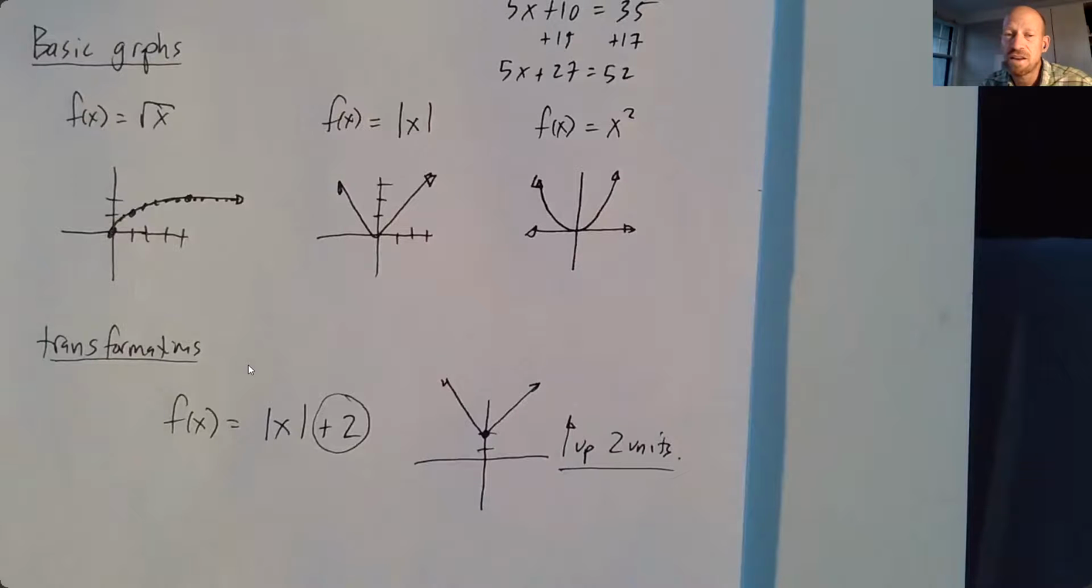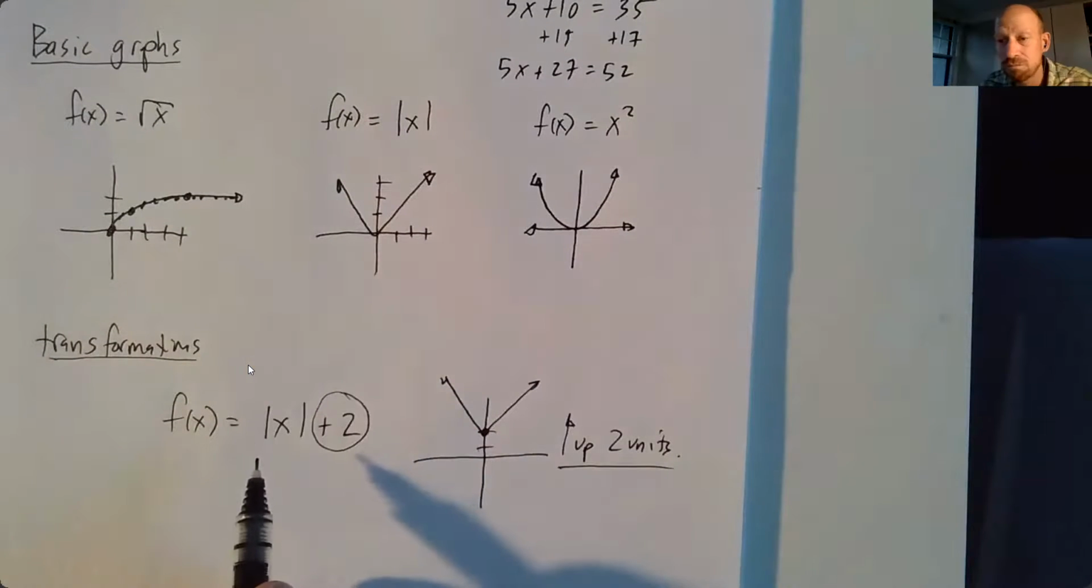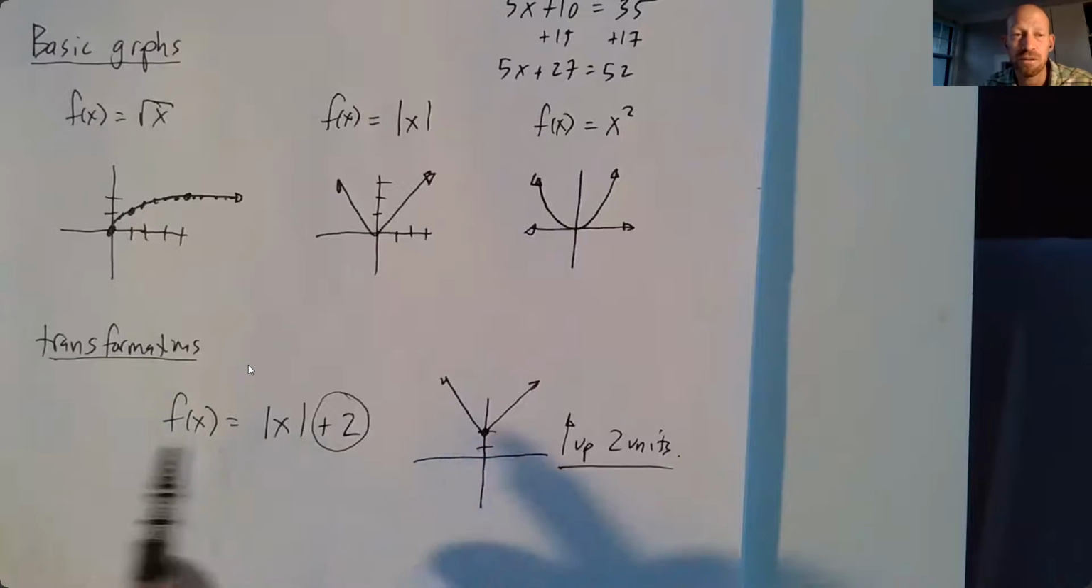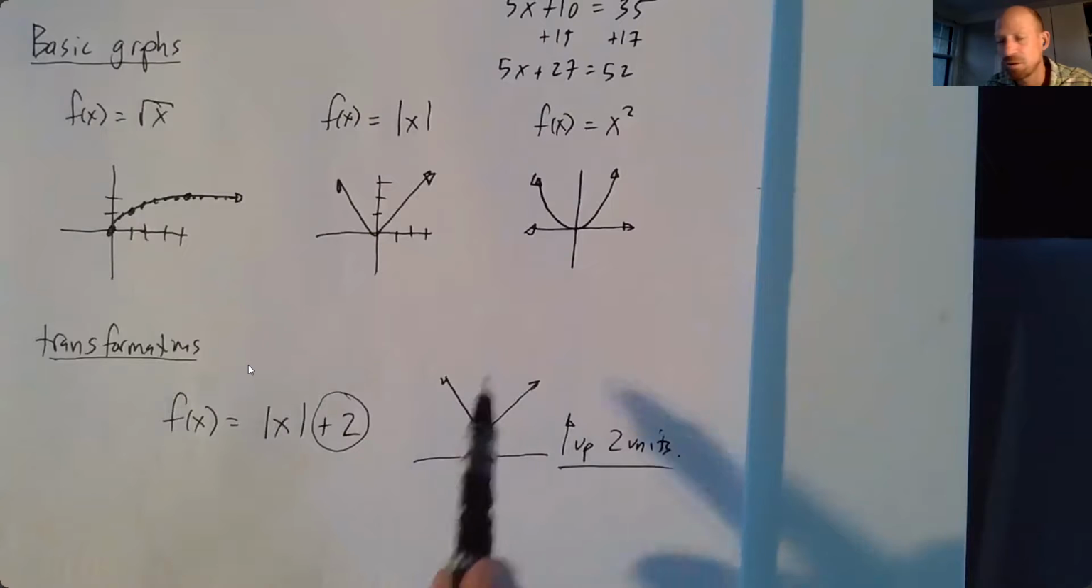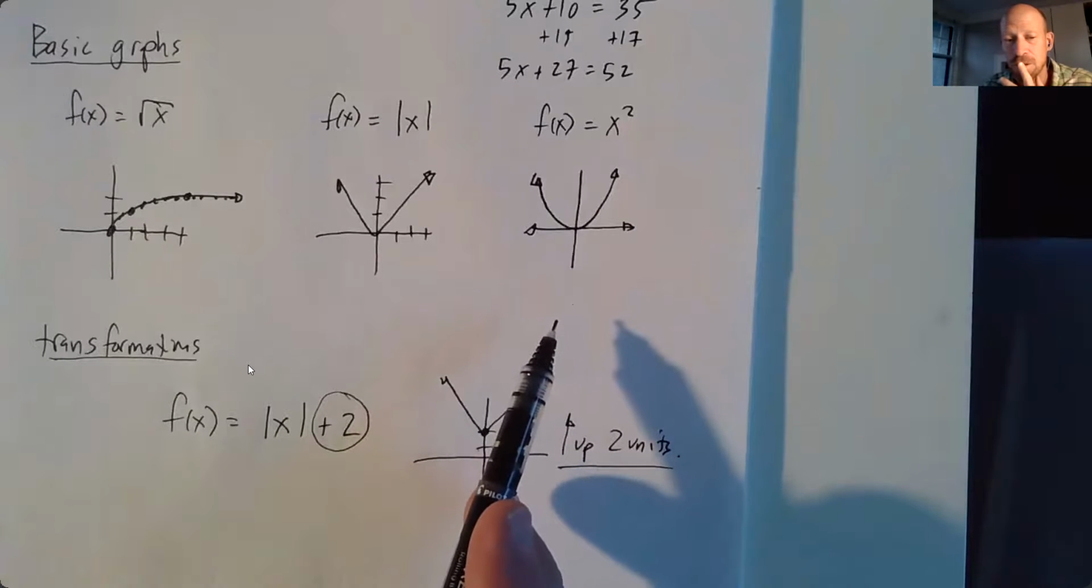So that all of a sudden takes me from one single graph to, well, let's be honest, infinite graphs, right? I can add whatever number I want to the absolute value of x, and I know what that new graph looks like. And that's true not just for absolute value, but square root of x, x squared, any other new graphs or any other graphs that we might see.